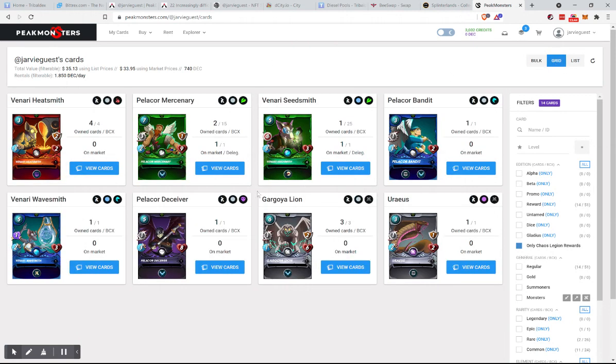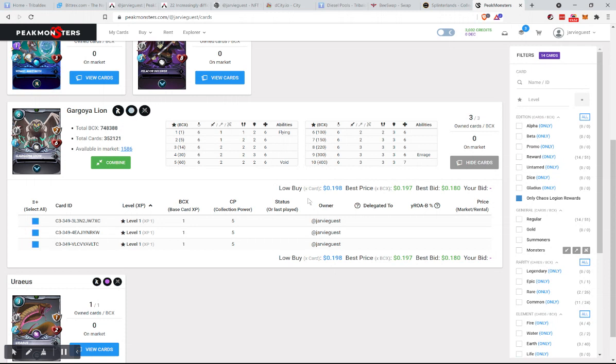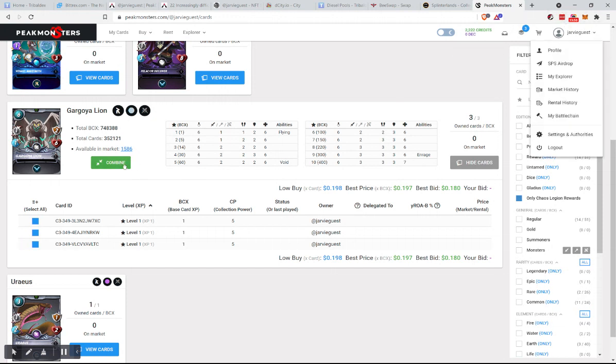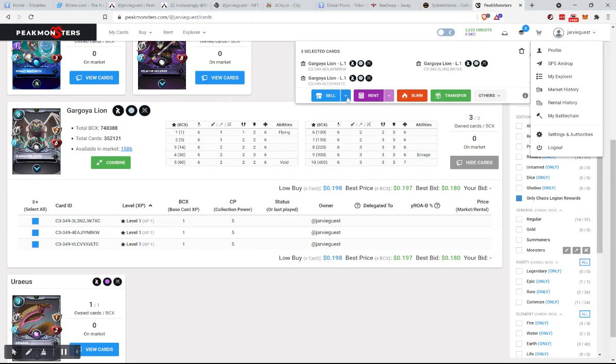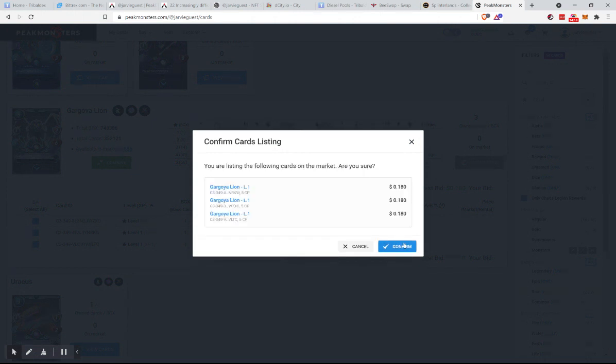Actually, we can look at this. View cards. And here it tells us that there is a bid for it for 18 cents. Oh, what did we just buy them for? Was it 19 cents? 19 cents. All right. Well, we're going to go sell them for 18 cents. But we're going to get DEC when we sell it. So now we'll have DEC. Sell for 0.18. We're selling all 3 of those.